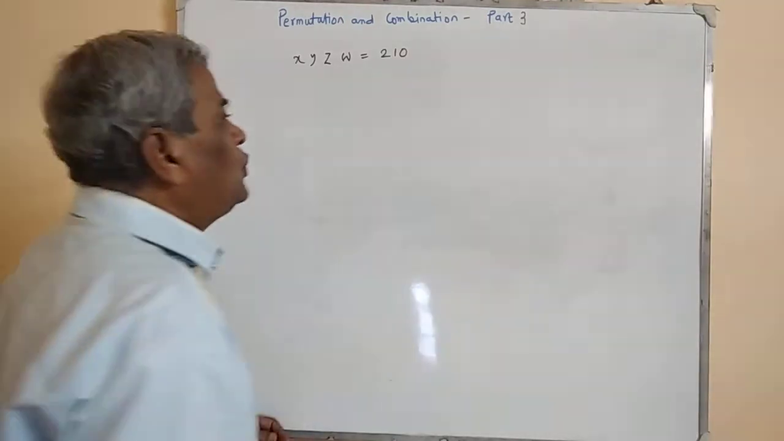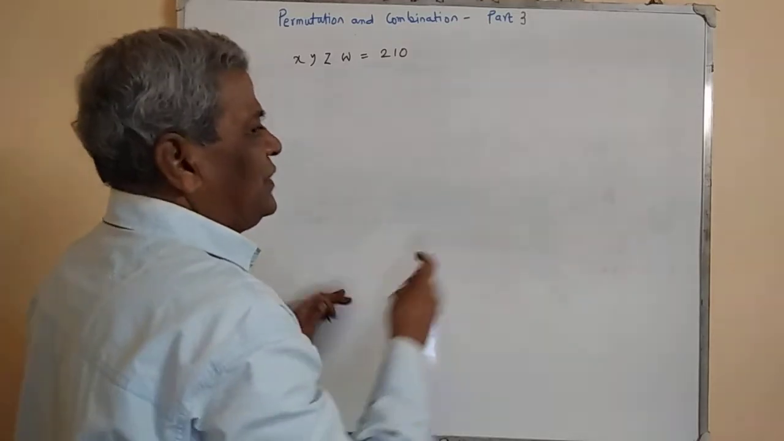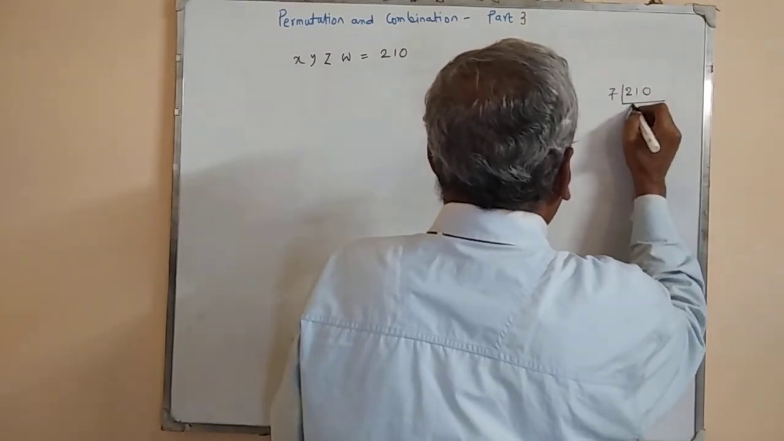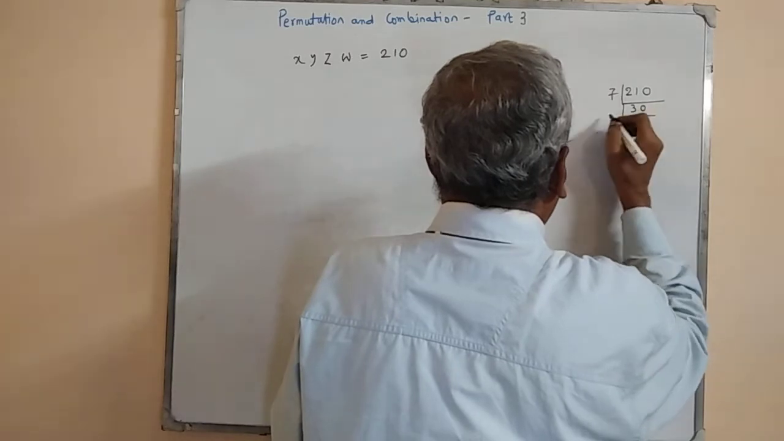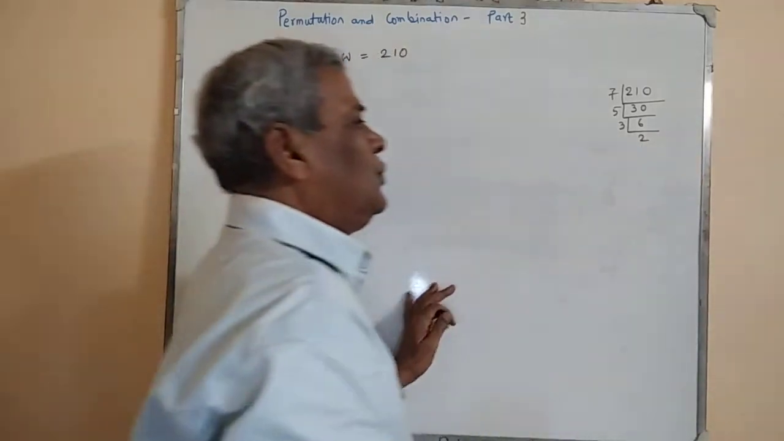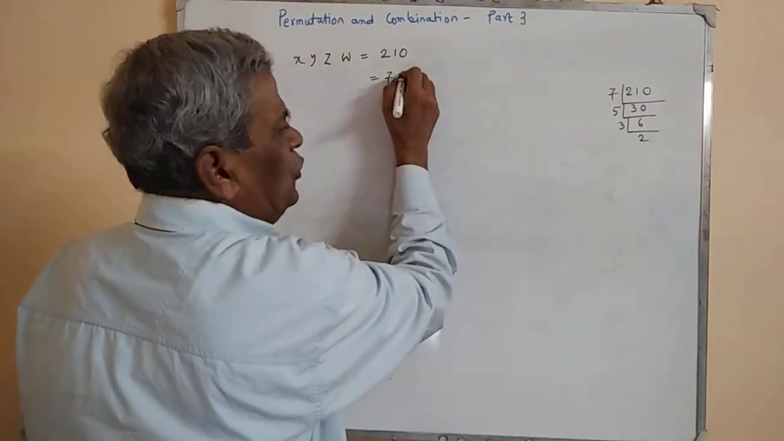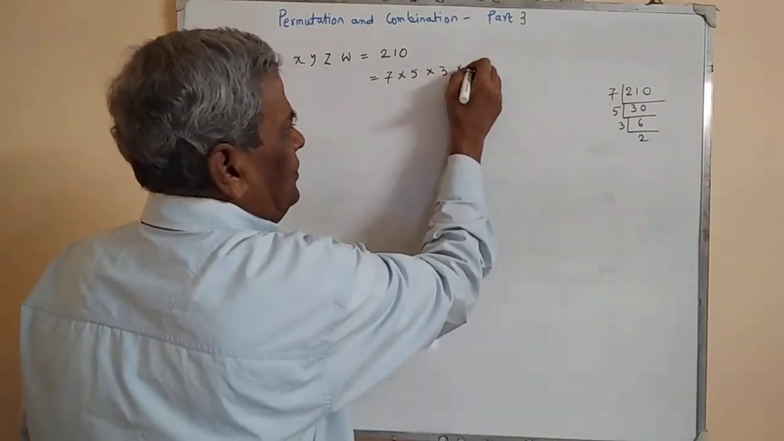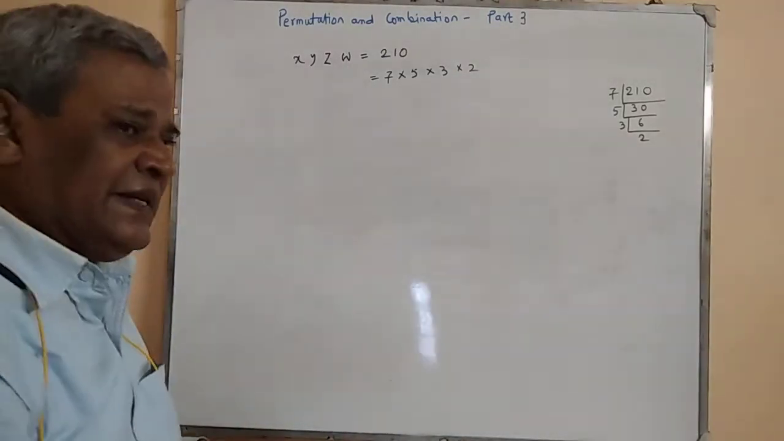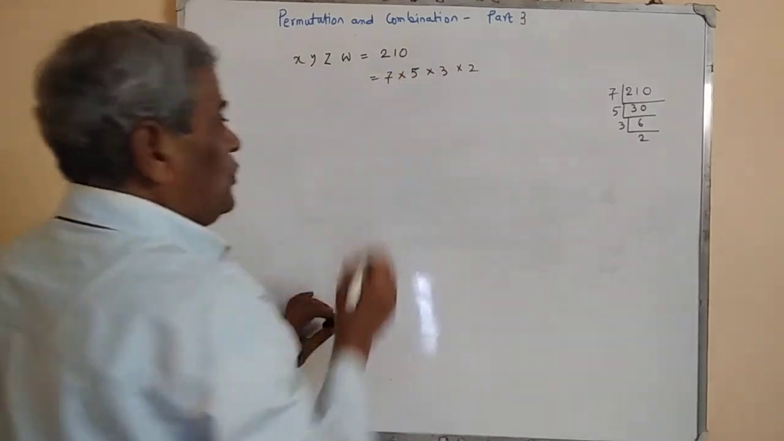Again, first of all, try to factorize it with prime factors. So 210, 7 is there. Then 5, 3, 2. So in fact, it has 4 factors, 7 into 5 into 3 into 2. And there are also 4 variables: one is X, others are Y, Z and W. They are all prime, so we cannot decompose further.